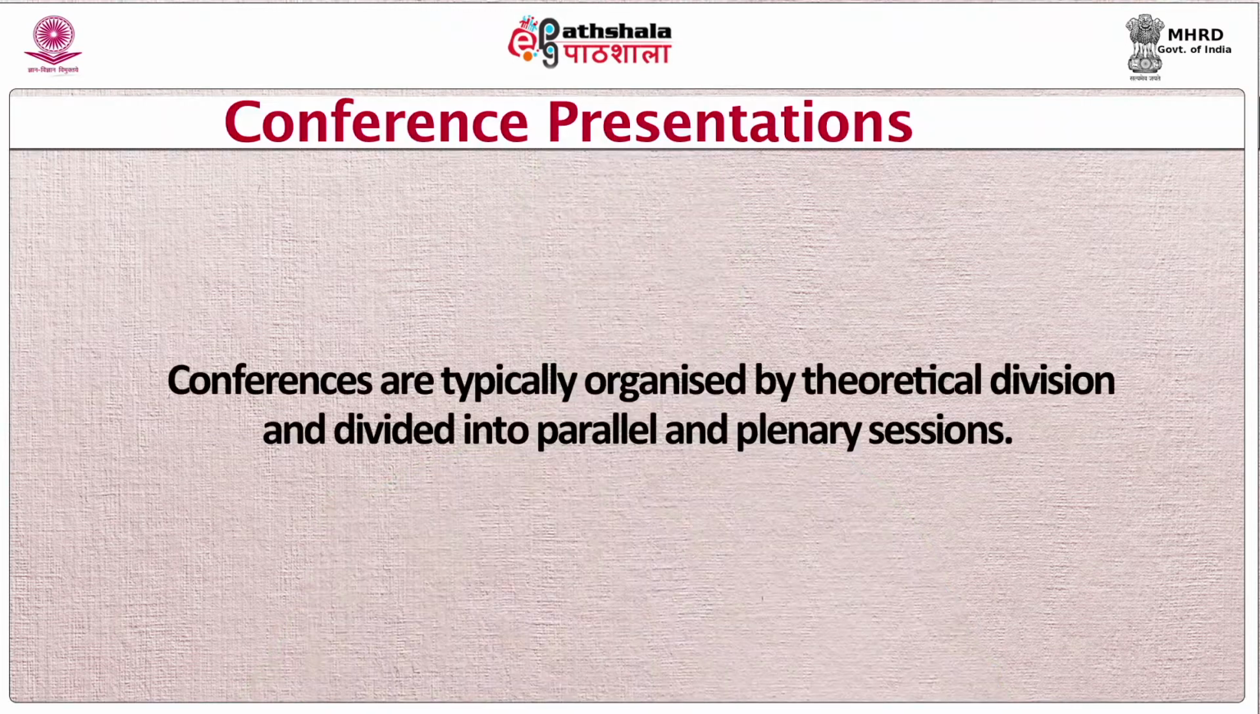Conferences such as the annual conference of the International Communication Association, referred to as ICA, a premier conference for communication researchers, share their acceptance rate with paper submitters, and it is generally below 50% of the submissions and often much less than that. Such kinds of conferences are typically organized by theoretical divisions and divided into parallel and plenary sessions.